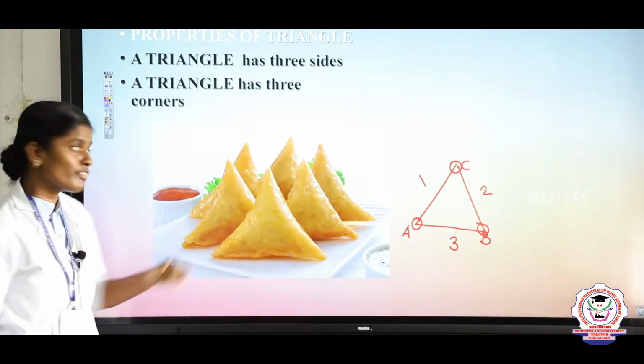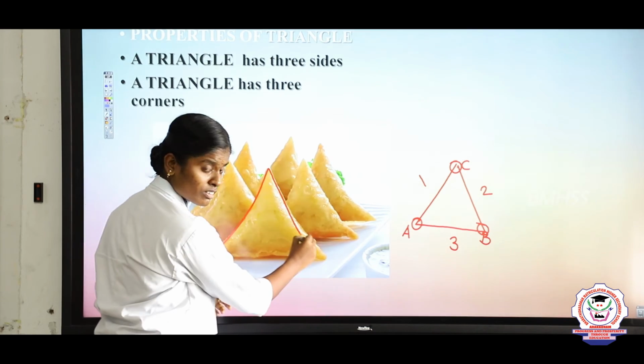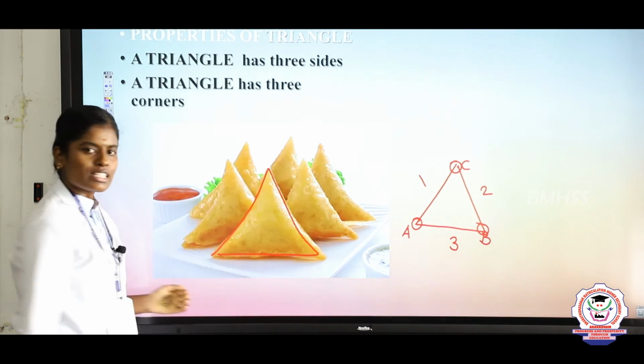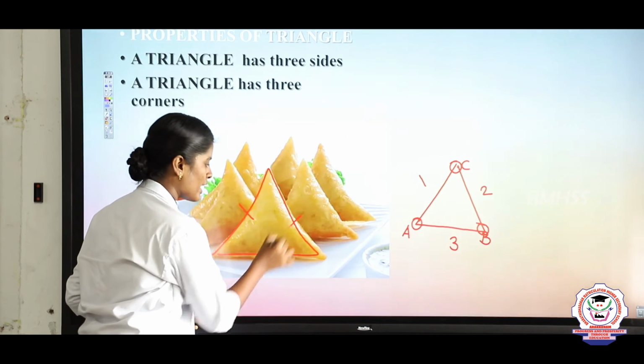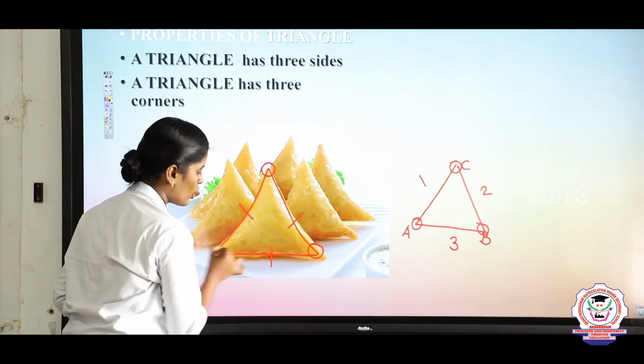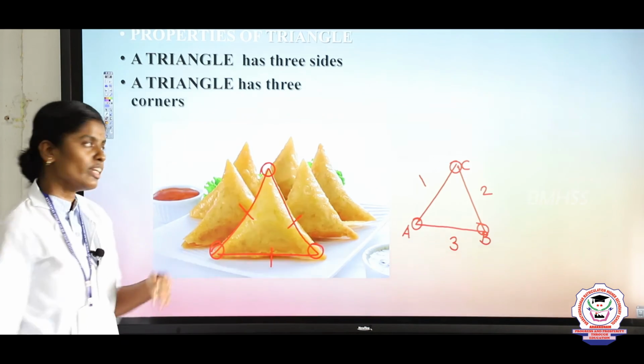The best example of a triangle is samosa. Okay. So take the samosa. It has 3 sides and then 3 corners.